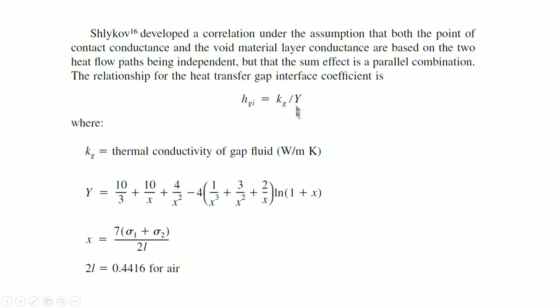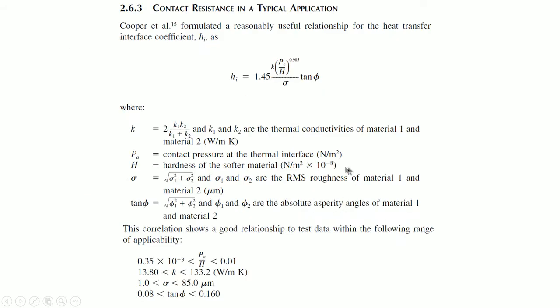So, we have the asperity angles, which show a good relationship to test data within the following range. When I know this pressure by hardness of the material is less than 0.1, and when K is between these values 13 and 133, when the roughness value is within this, and then tan phi is very shallow.